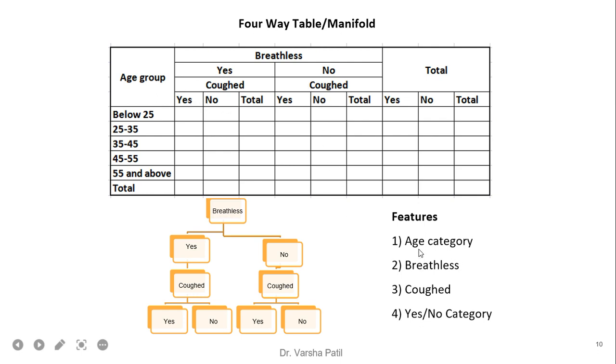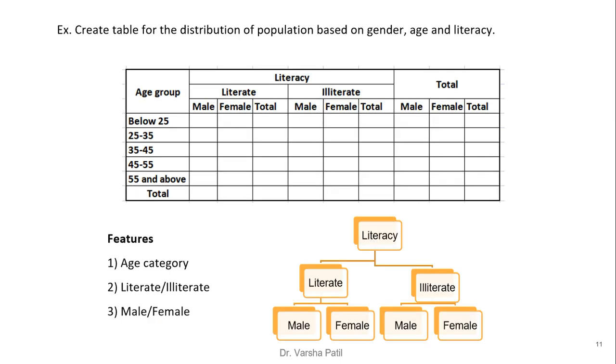So here first age category is there, then breathless. Breathless again there is a cough, and in cough again yes or no category is there. So if we see the hierarchy, you can easily get the detail. Breathless, yes or no. In yes cough, and in cough again yes no, yes no. So this is nothing but the four-way table. Now we will see more examples on the four-way table.